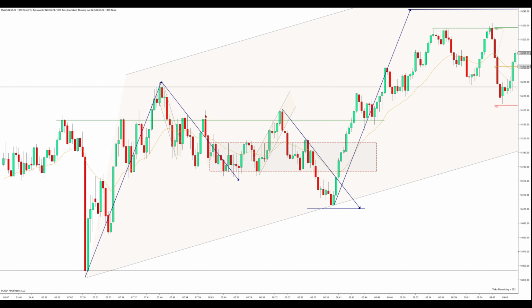Now it forms a failed second entry here. Notice we have first entry long, second entry long, failure. So it's bigger picture. Now in this case here, notice how after the break it pushes and makes a new low. Now that doesn't immediately mean you can't take the failed second entry. As a matter of fact, there is one later I liked that was like that.